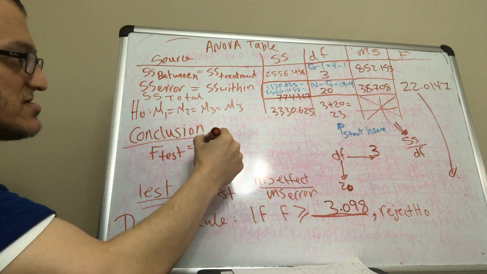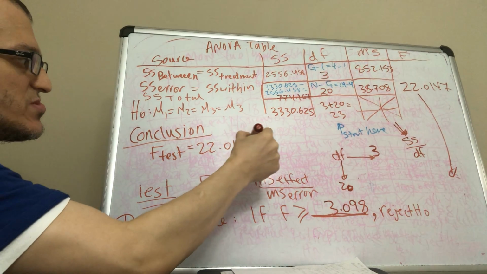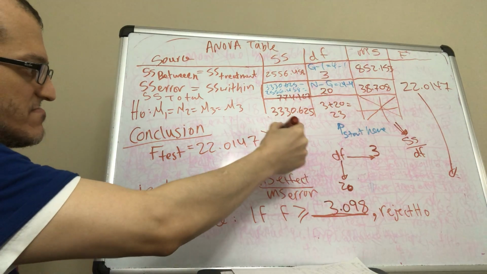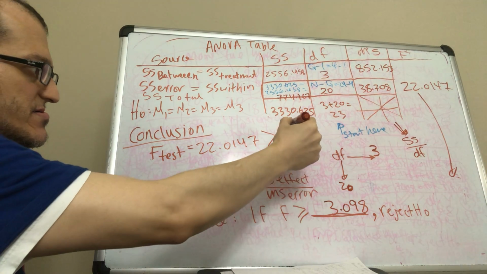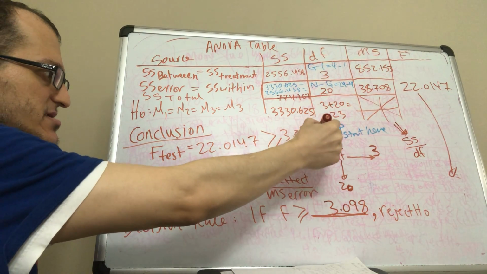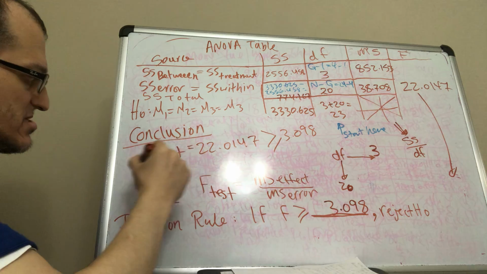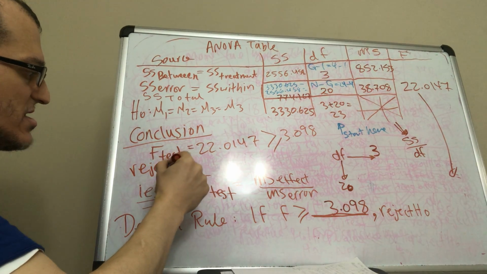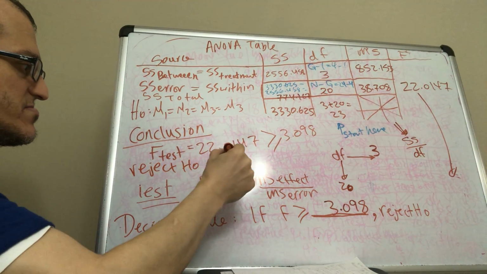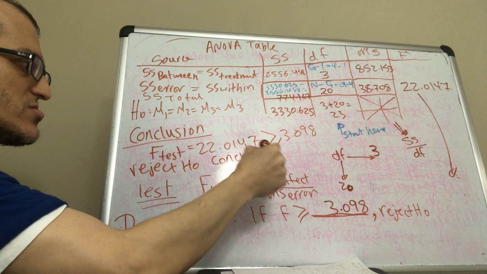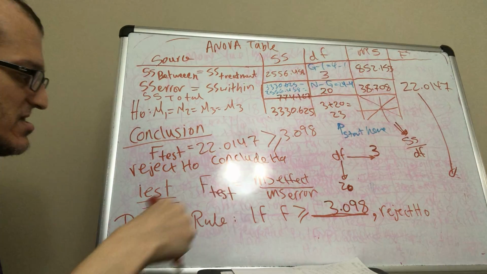Your test is 220147. That's way more than 3.098. So the condition here is satisfied. We are going to reject H0. We are going to conclude HA.